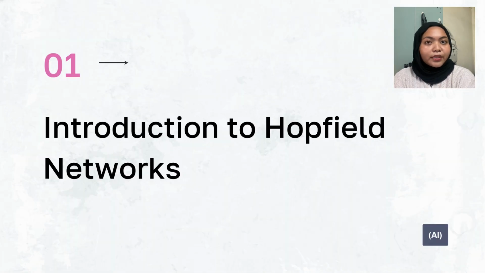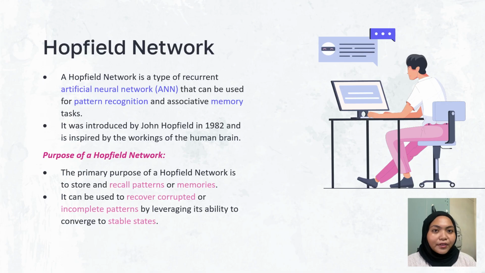So today I will introduce everyone to Hopfield networks. A Hopfield network is an artificial neural network that helps us to recognize patterns and remember things. It was created by John Hopfield in 1982 and it is inspired by how our own brain works. So, the main purpose of a Hopfield network is to store and recall patterns or memories. It's like having a memory bank that can help us to remember things we have seen before.